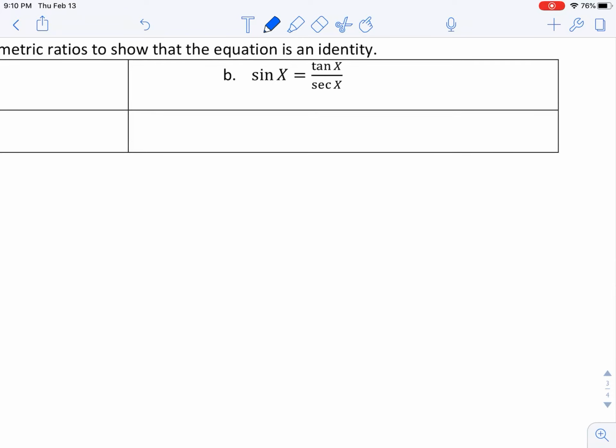Now, tangent is opposite over adjacent. Secant is the reciprocal of cosine. Cosine is adjacent over hypotenuse, so this is hypotenuse over adjacent. But I don't want to have a fraction and a fraction, so I'm going to think of this more as division. So I'm going to keep the numerator the same, and multiply by the reciprocal of the denominator, which means I can cancel those. A over a is just 1. I have o over h, which means I've just shown that the right-hand side equals sine of x.